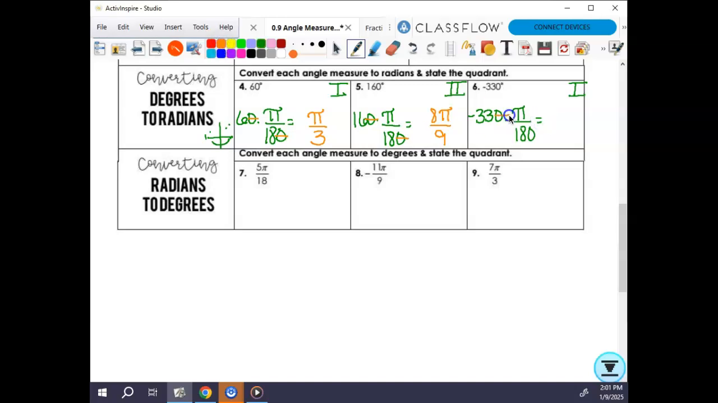Knock out my zeros. And then what are 33 and 18 both divisible by? 3. So I'm going to get negative 11 pi over 6. Okay. Any questions at all?